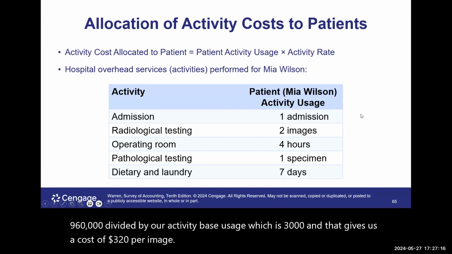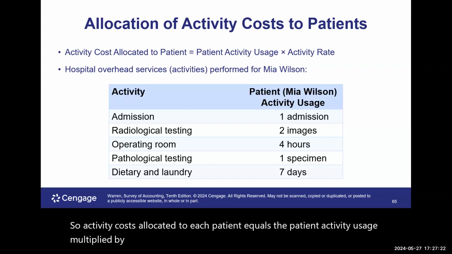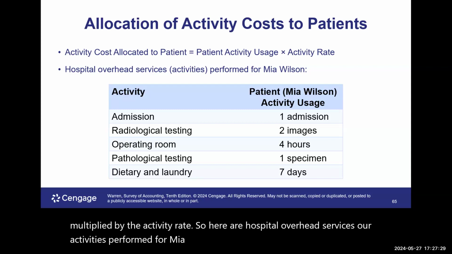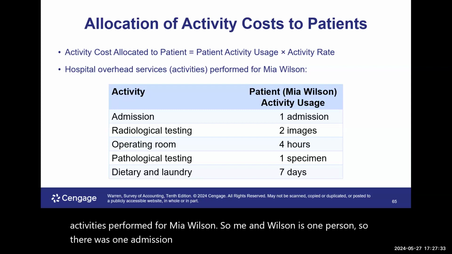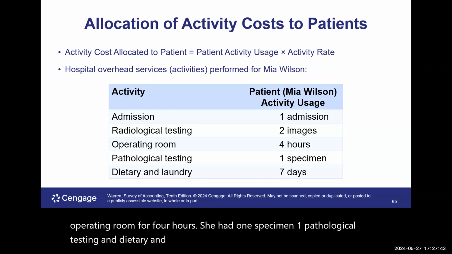Our activity cost allocated to each patient equals the patient activity usage multiplied by the activity rate. Here are the hospital overhead services, the activities performed for Mia Wilson. Mia Wilson is one person, so there was one admission. She needed 2 radiological tests. She was in the operating room for 4 hours. She had 1 specimen, 1 pathological testing, and dietary and laundry for 7 days.